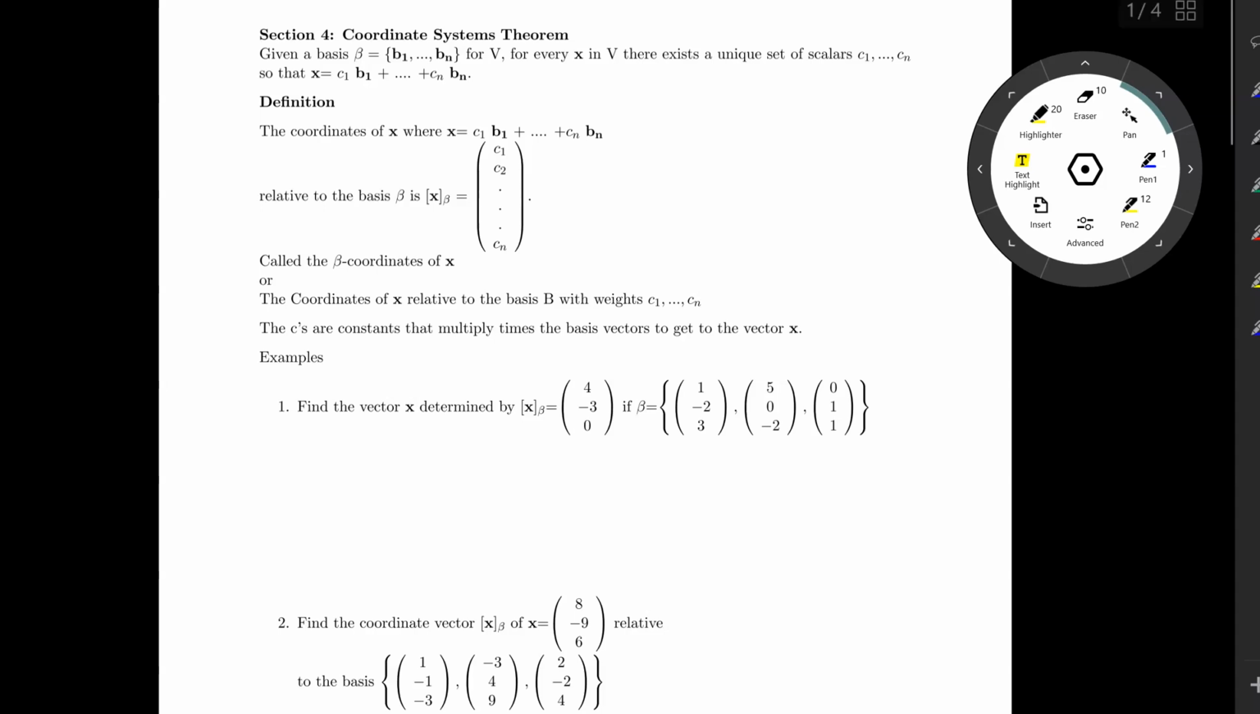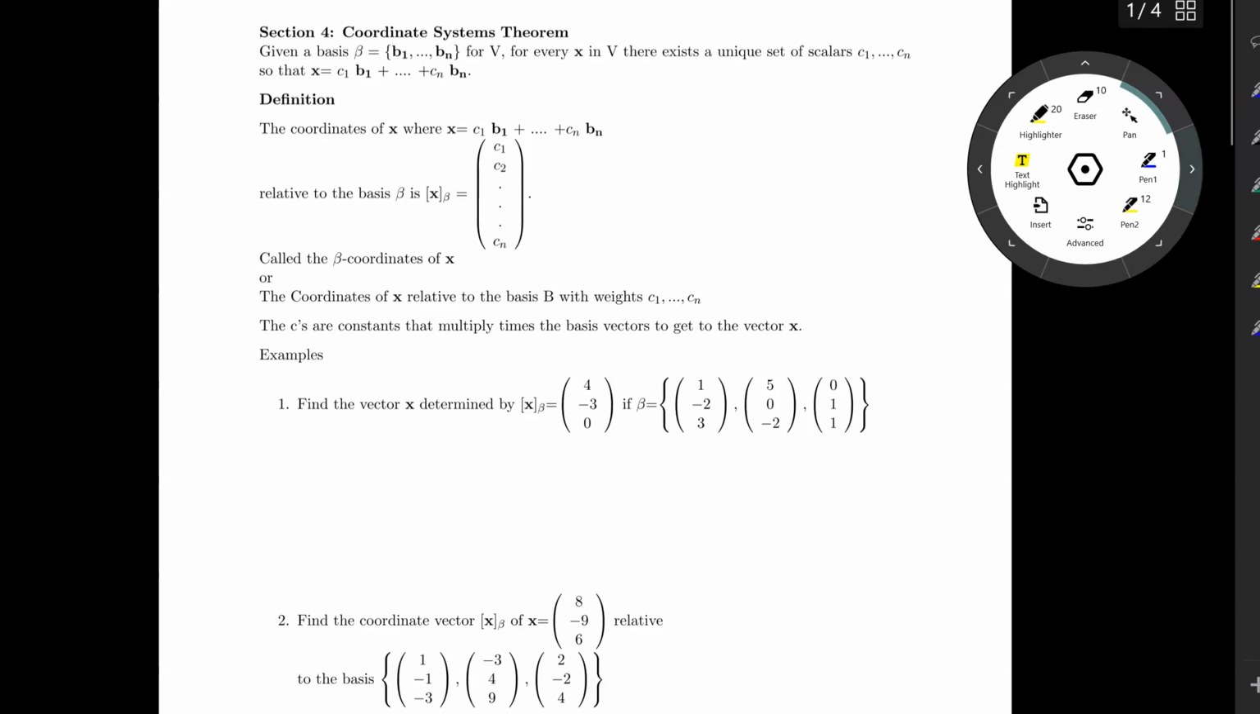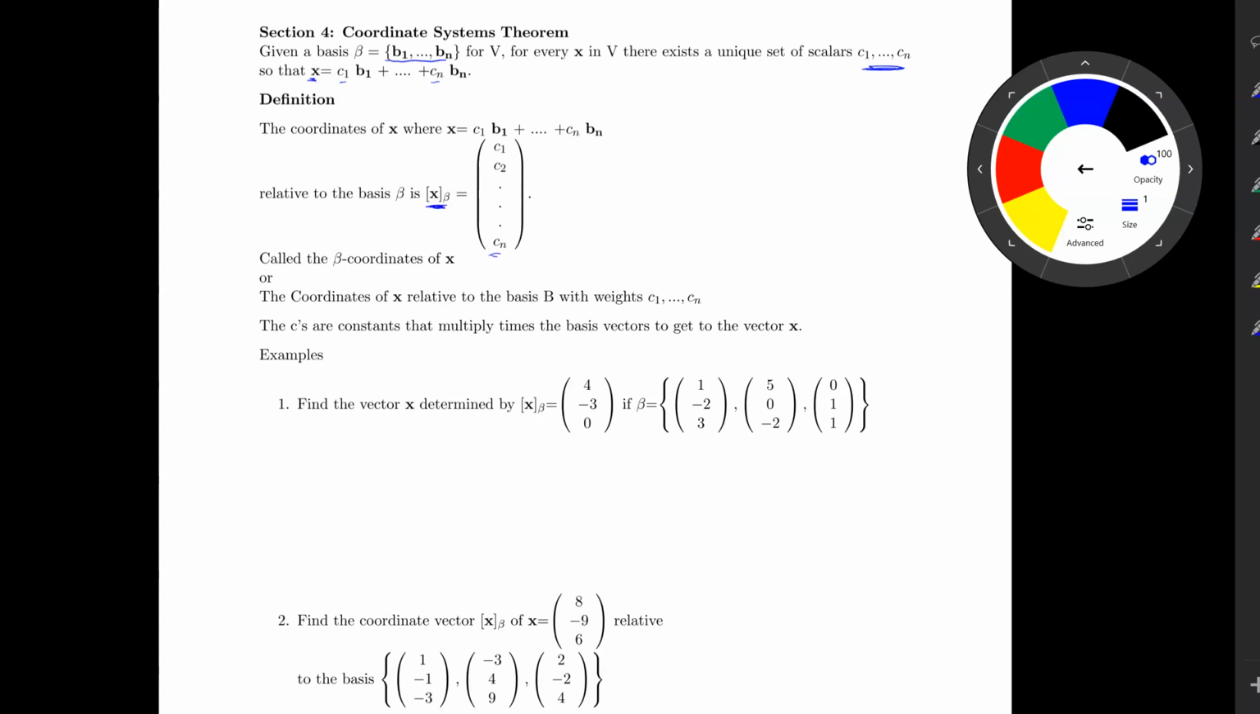So now that we have a basis, so we know this beta here is our basis, and these are our basis vectors. So now we want to talk about the numbers that are in front of our basis vectors to get to our vector x. So there are unique numbers c in front of this specific set of basis vectors. Those unique numbers, those c's, are going to be called this, x sub beta, and so these are the beta coordinate vectors of x.